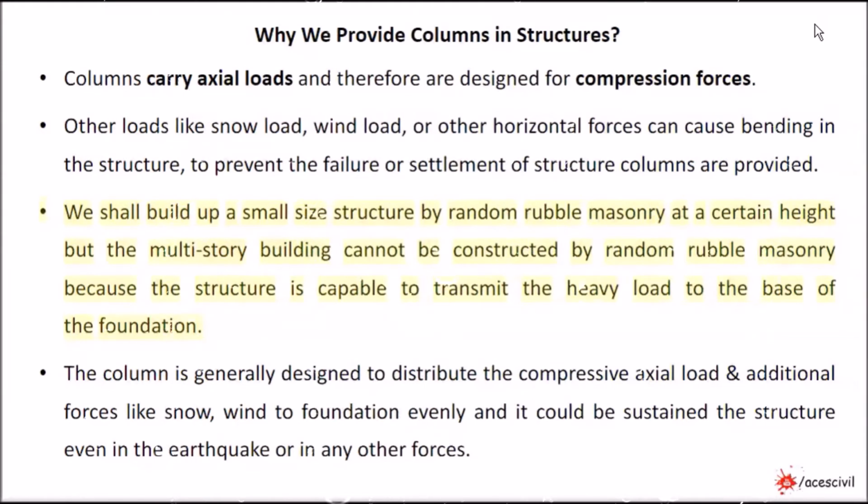We can build a small-size structure by random rubble masonry up to a certain height, but a multi-story building cannot be constructed by random rubble masonry because the structure must be capable of transmitting the heavy load to the base of the foundation. The column is generally designed to distribute the compressive axial load and additional forces like snow and wind to the foundation evenly, and it can sustain the structure even in an earthquake or any other forces.